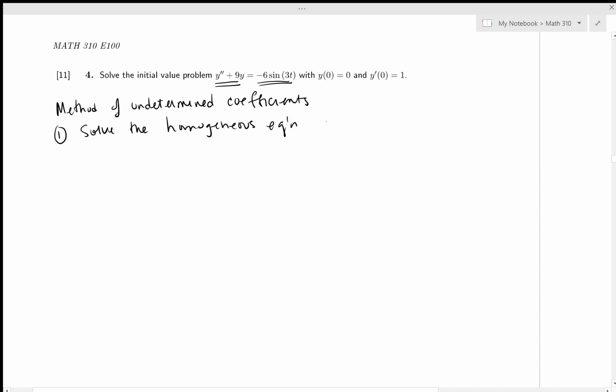Okay, the homogeneous equation is y double prime plus 9y is equal to 0. We do that with the characteristic equation, which is r squared plus 9 is equal to 0. We find the two roots of that: r equals plus or minus 3i. And that means our solution to the homogeneous equation is c1 cosine 3t plus c2 sine 3t.